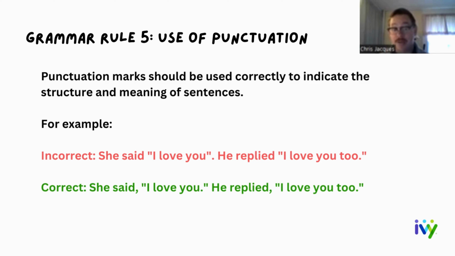Now, in this example that we have here, we have quotation marks. So the incorrect version we see says, "She said, 'I love you'. He replied, 'I love you too'." Now, we've got the period in that one outside of the quotes. We want the period to be inside the quotes. So the correct answer has a comma after "she said," then "I love you," period inside the quotes. "He replied, 'I love you too,'" period inside the quotes.